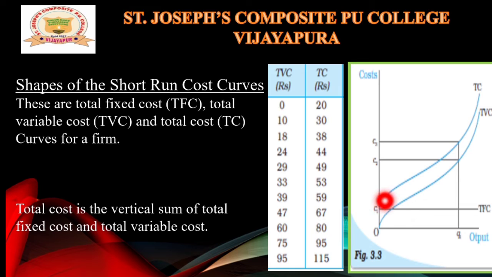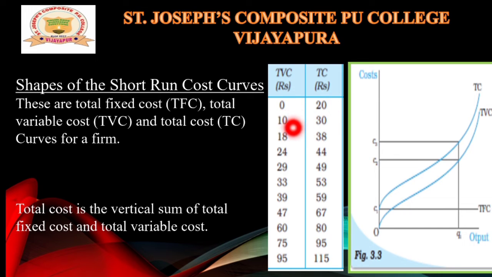That means the result of TFC and TVC gives us total cost. That is the shape of the short run cost curves: TVC, TC, as well as TFC. Okay, and you just observe the table here also.